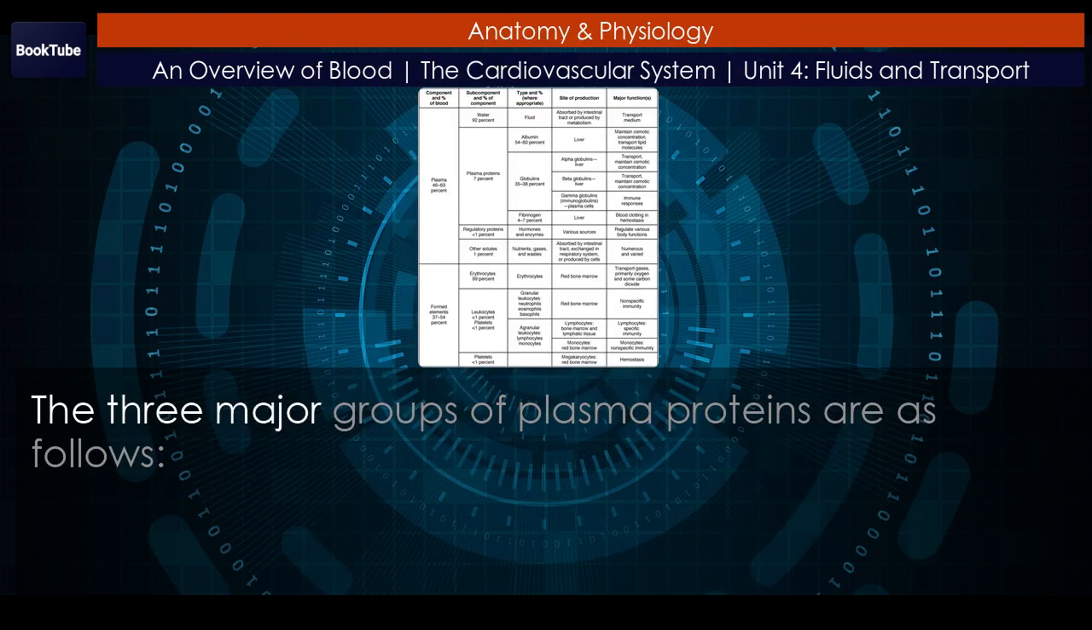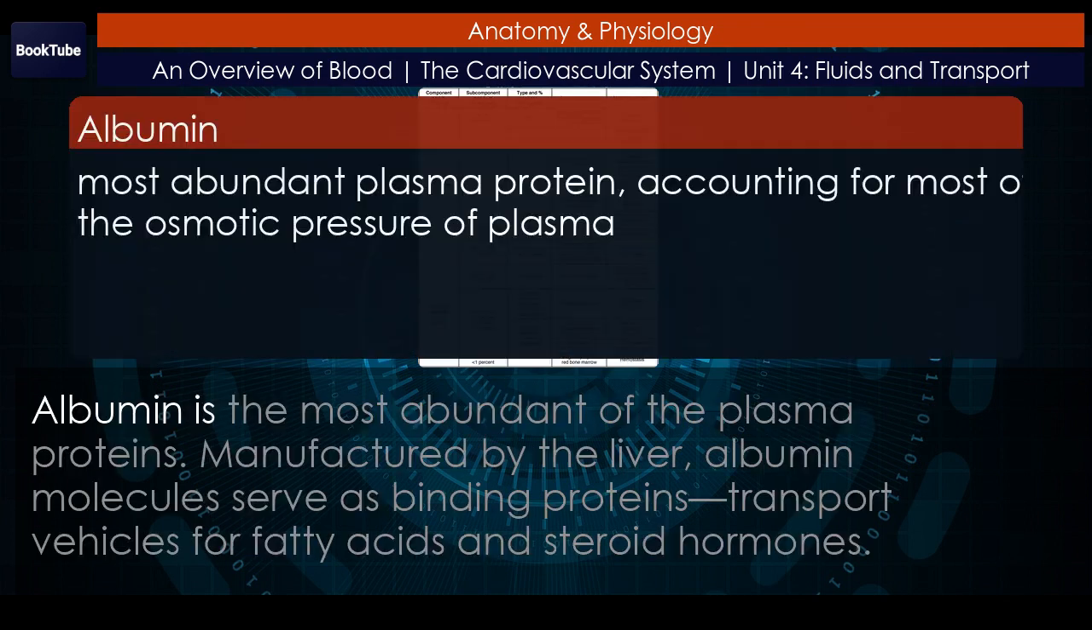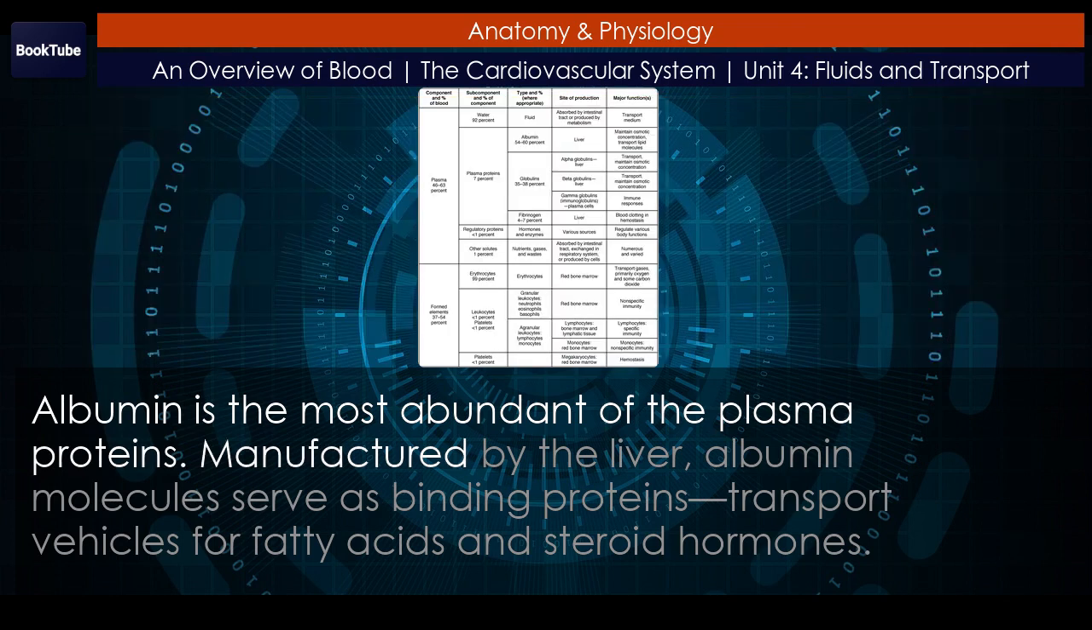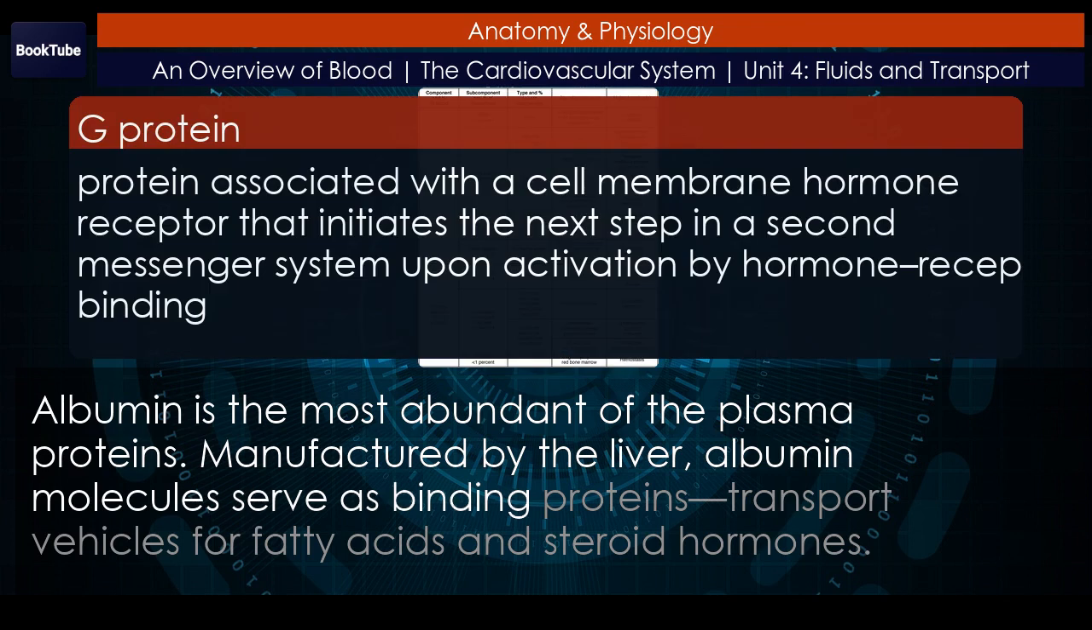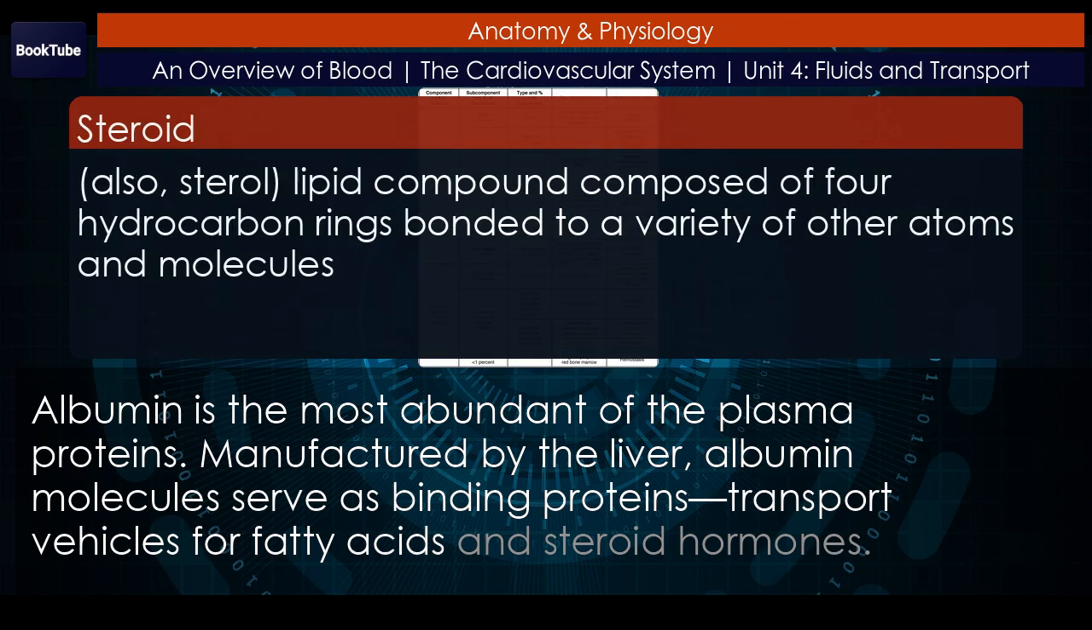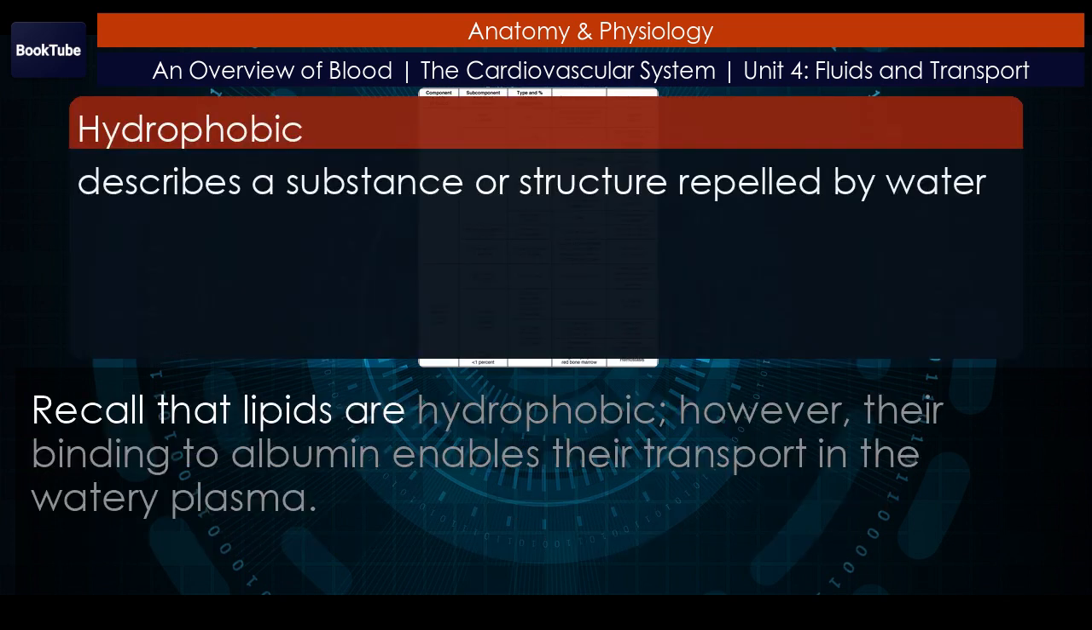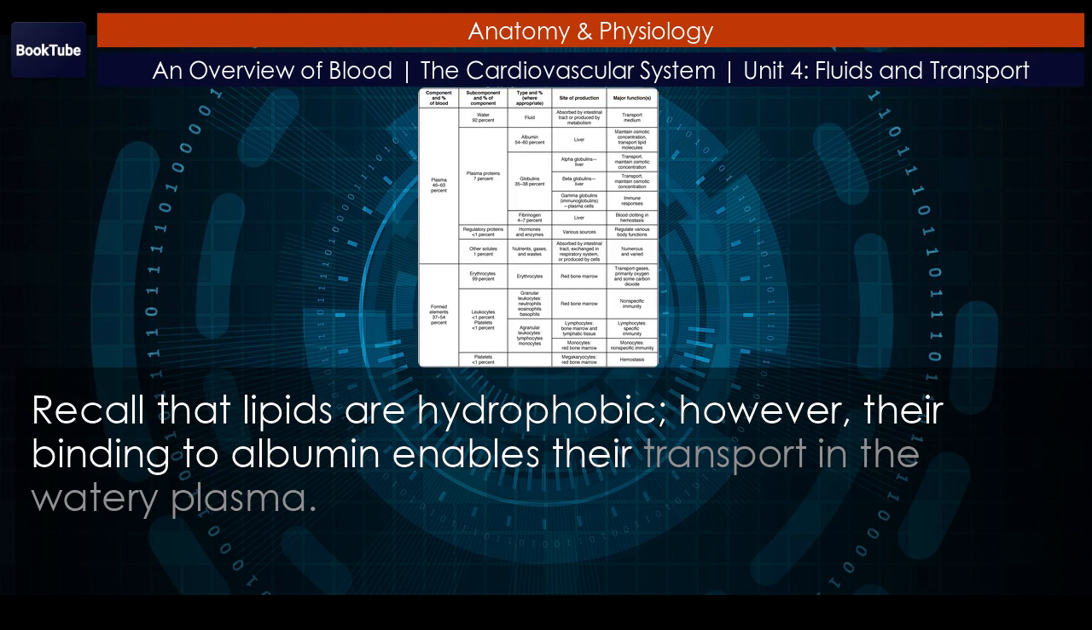The three major groups of plasma proteins are as follows. Albumin is the most abundant of the plasma proteins. Manufactured by the liver, albumin molecules serve as binding proteins, transport vehicles for fatty acids and steroid hormones. Recall that lipids are hydrophobic. However, their binding to albumin enables their transport in the watery plasma.